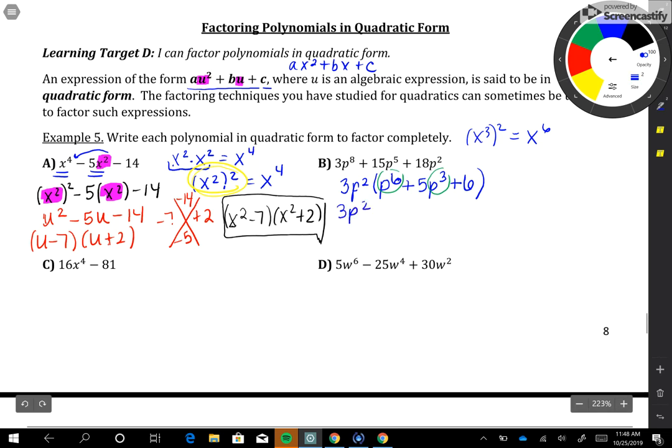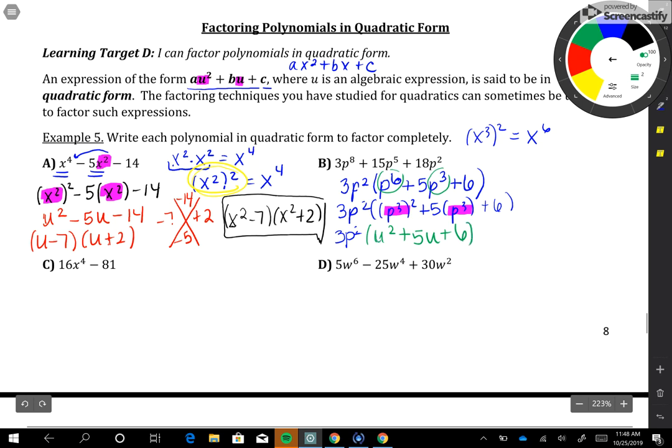Substitution. So first, let me show you. This would be (p cubed) squared plus 5 times p cubed, and then plus 6. So my common thing that I'm going to be replacing is the p cubed, and I'm going to replace that with a u. So first, keep this 3p squared out front. That's always there. But now I'm going to have u squared plus 5u plus 6.